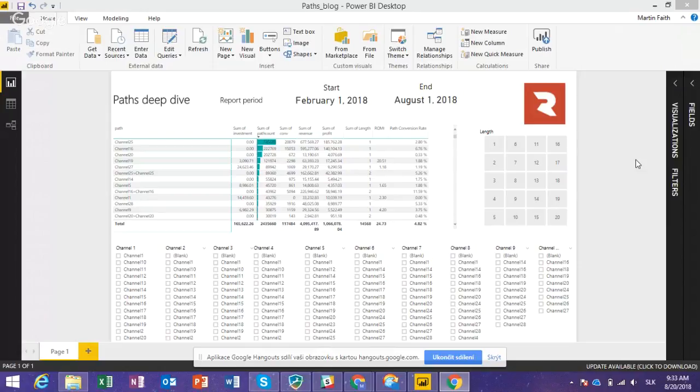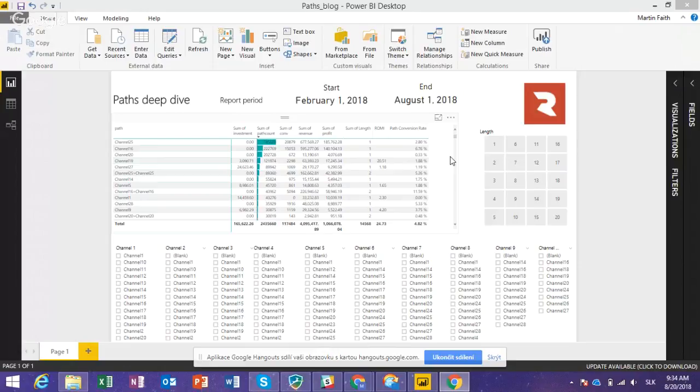The goal has been to really look into what the various paths look like, what their composition is, what their count is, and what they bring in terms of ROI, both on revenue and profit, as well as their path conversion rate. The output is this simple dashboard, in which the main part is the table on the top left, where we see the paths themselves, ordered by their count. So the paths which are the most prevalent are on the top.